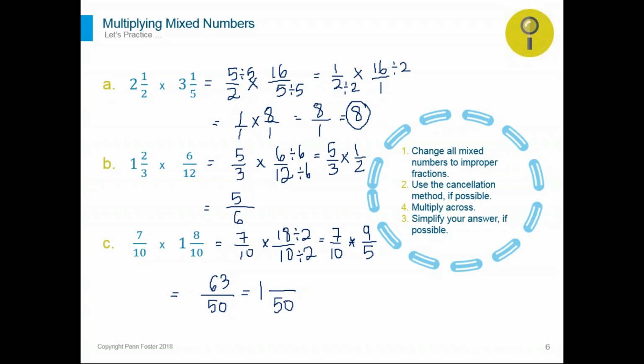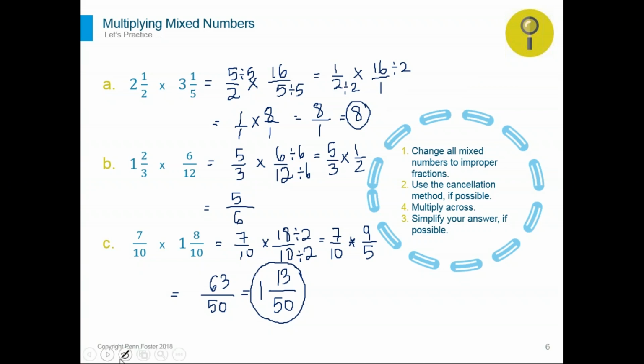50 will stay in the denominator as is, and to determine the remainder, or the numerator of that mixed number, you simply multiply 1 times 50, which gives you 50, and then subtract 63 minus 50, which gives you the remainder 13. And this is the final answer. 1 and 13 over 50 is the final answer, or the final product.